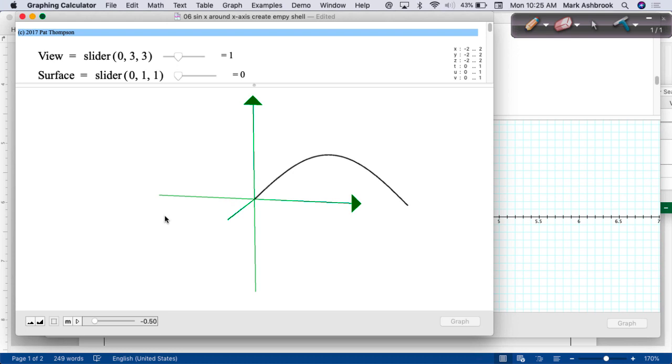What will that look like when I'm done? What kind of thing would that look like, around the x-axis? Someone said a football, right? It's Super Bowl season, right?